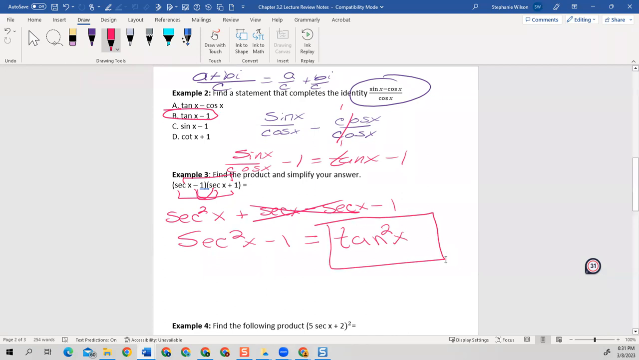I have a question for example 2. Okay. How did you decide that was tangent x minus 1? Is it because sine over cosine is tangent? Correct. I just kept simplifying down till I couldn't simplify anymore. Okay, makes sense.